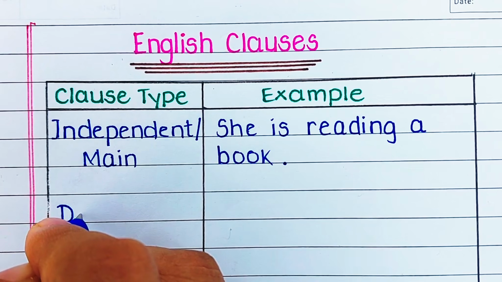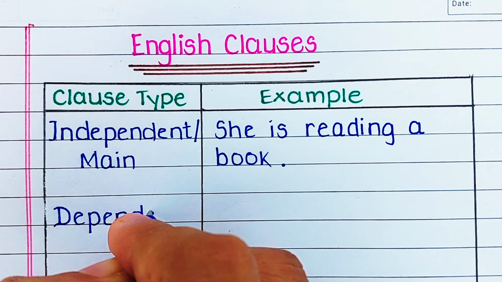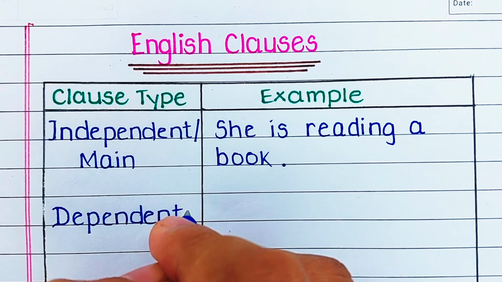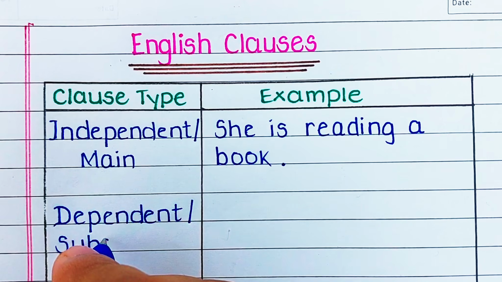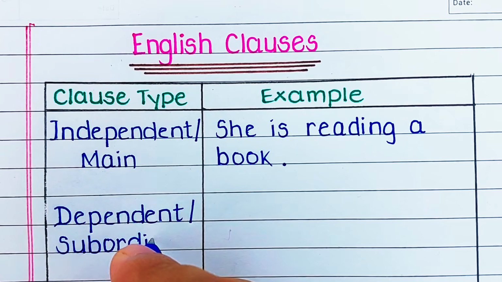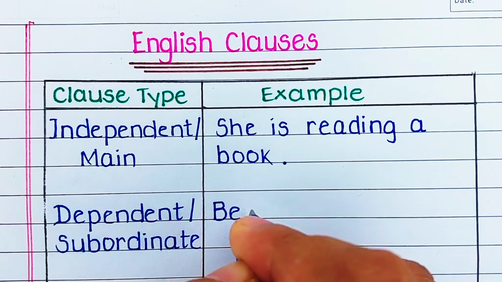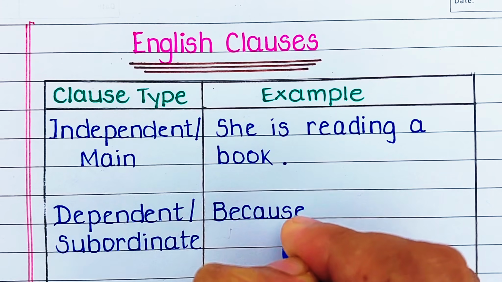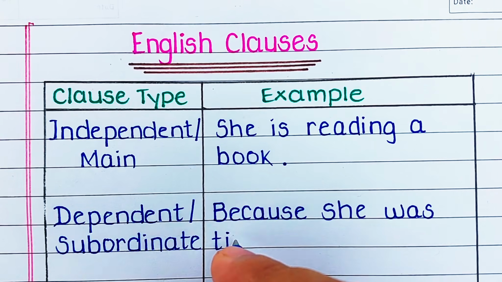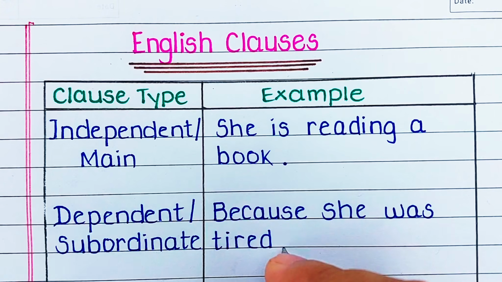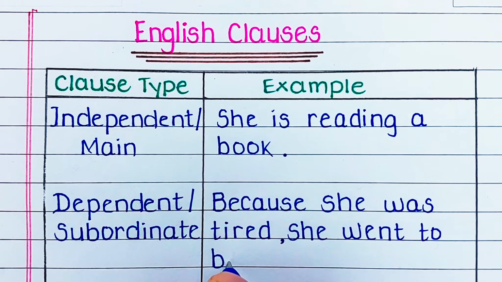The first type of clause is the independent clause or main clause. This type of clause can stand alone as a complete sentence. For example, she is reading a book. The next type of clause is the dependent clause or subordinate clause. This type of clause cannot stand alone, and it depends on the main clause. For example, because she was tired, she went to bed.